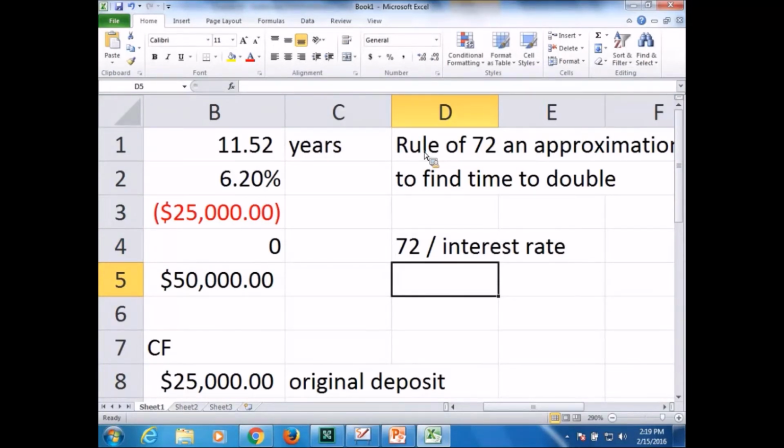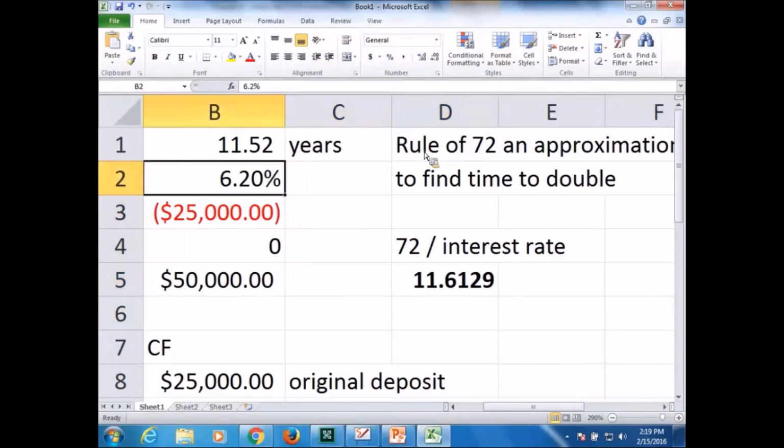Notice we have 72 divided by 6.2. Forget about the percentage, just put 6.2. It's a ballpark, so you see it's 11.6. The actual one was 11.52. This one is close enough. So when you don't have a calculator, but you would like to know how long it will take for anything to double, use 72 divided by the rate as a number, not as a percentage.